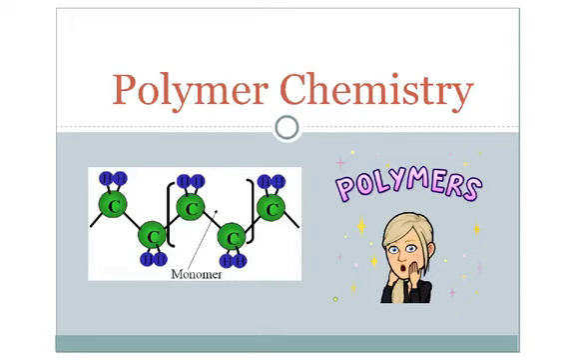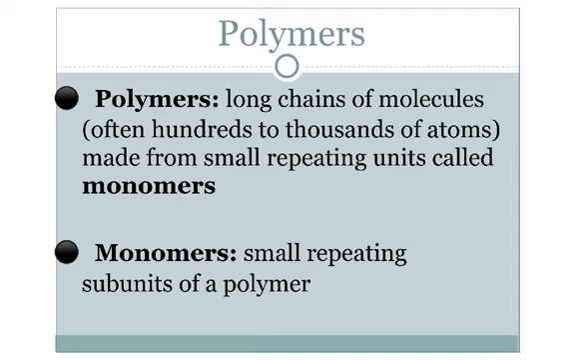Hi everyone, and today we're looking at polymer chemistry. So polymers are long chains of molecules. They can be hundreds of carbons long, thousands of carbons long, tens of thousands of carbons long. So they are huge, huge molecules that are made from repeating units called monomers.